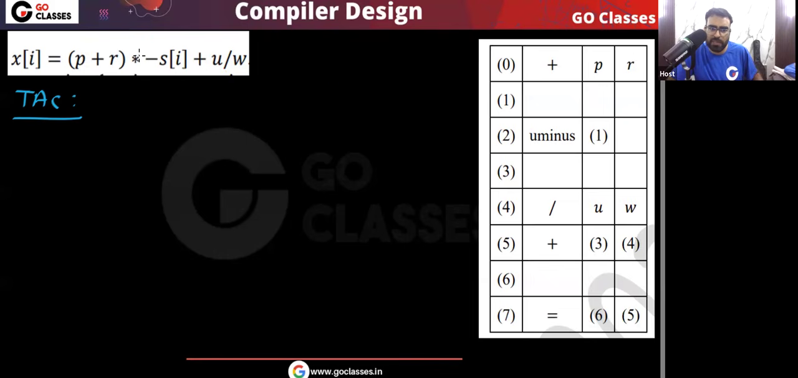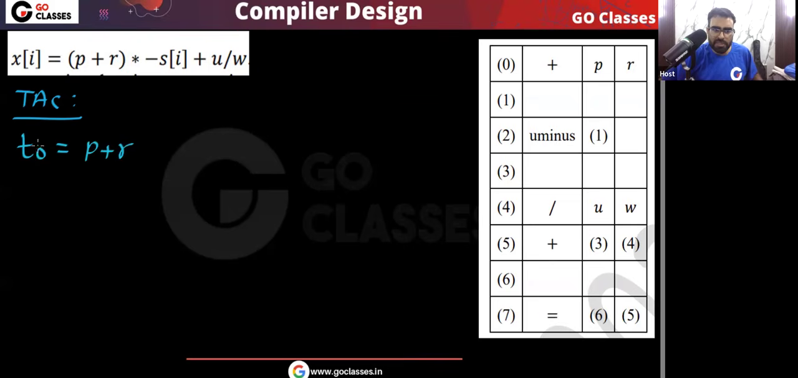So first we will do the multiplication, but before doing multiplication we need to do p plus r, yes or no? So remember, first we will do multiplication, but before that we need to do p plus r. Okay, so let me make that 3 address code. That is like this: t0, in this t0 I am putting p plus r.